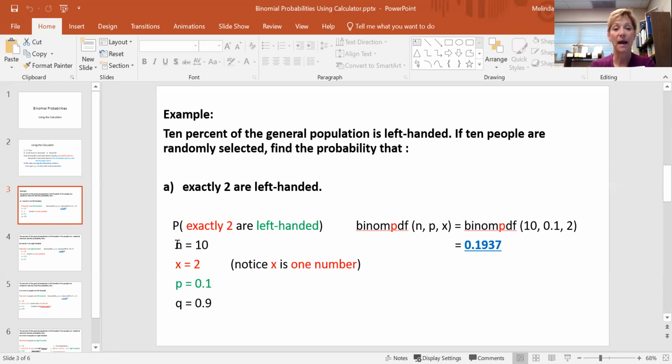Okay. So my N is my total in every problem. So that's 10. I was picking 10 people. X is the number with modifiers in the parenthesis. So exactly 2 is only the number 2.